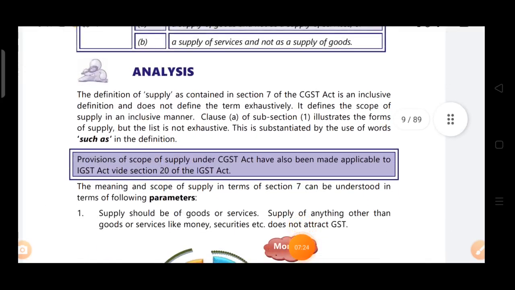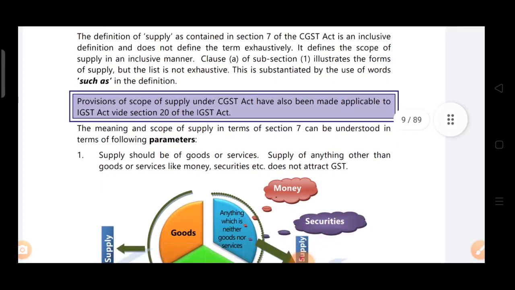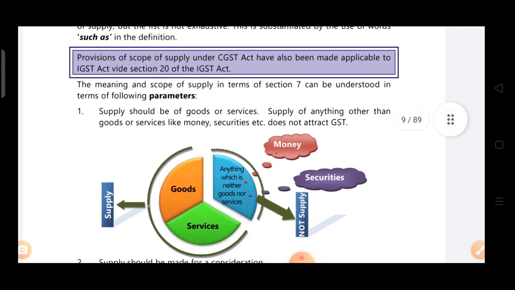So the provisions of scope of supply given under the CGST Act that we have studied just now have also been made applicable to the IGST Act. Same scope of supply, same provisions, via section 20 of the IGST Act. Now the meaning and scope of supply in terms of section 7 can be understood in terms of the following parameters.